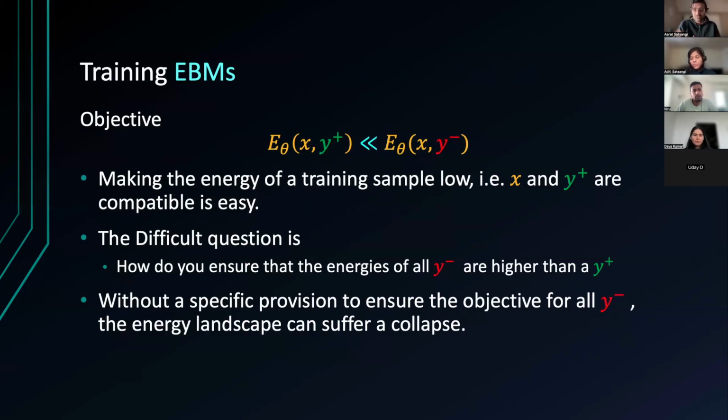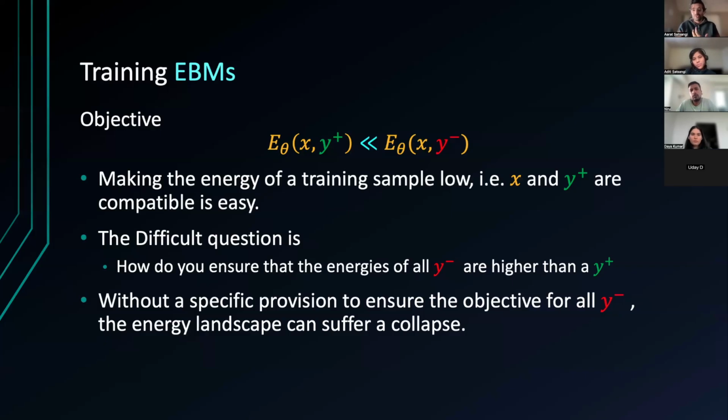But the difficult question is, how do you ensure that the energies of all Y minus that can be present are higher than Y plus? That is the difficult question. Without a specific provision to ensure the objective for all Y minus, the energy landscape can suffer a collapse. Let me read that again. Without a specific provision to ensure the objective for all Y minus, the energy landscape can suffer a collapse.